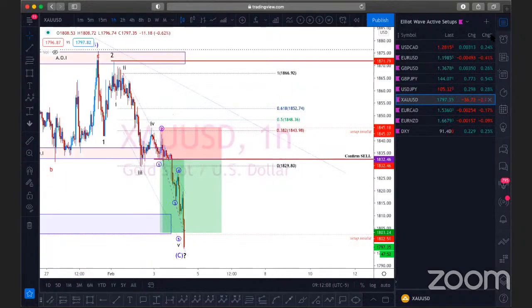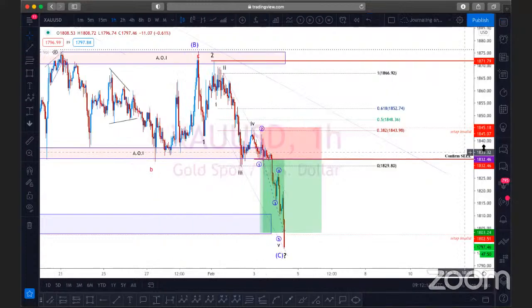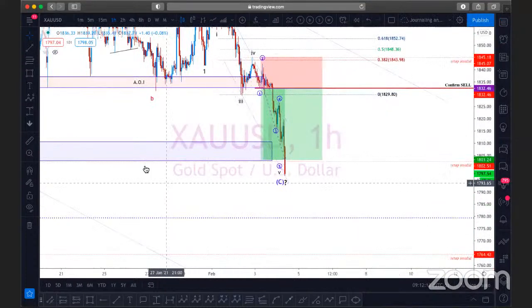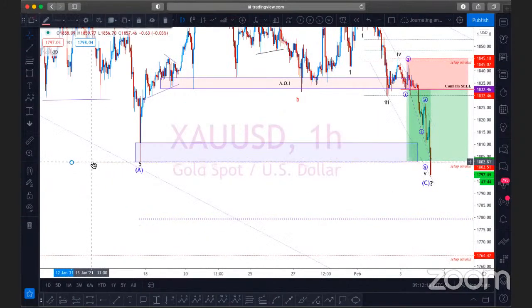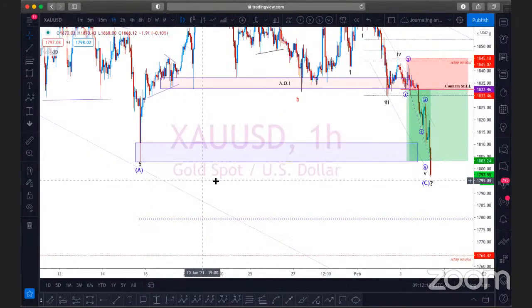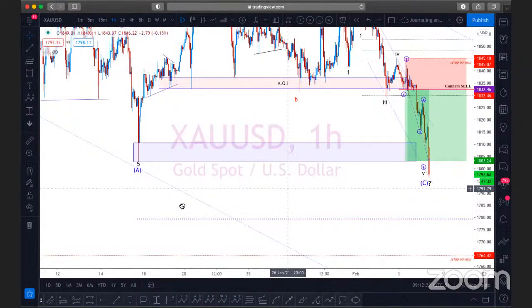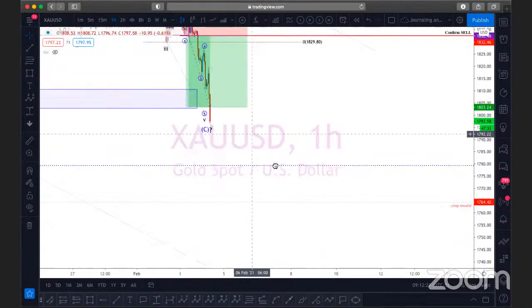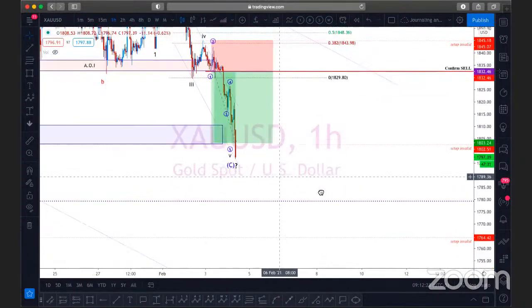Now, if we notice, while we are here on the live, we have taken out one level already. We have taken out the level at 1803. So we can say immediately that the next target, we would have potentially completed the 5-wave cycle down.